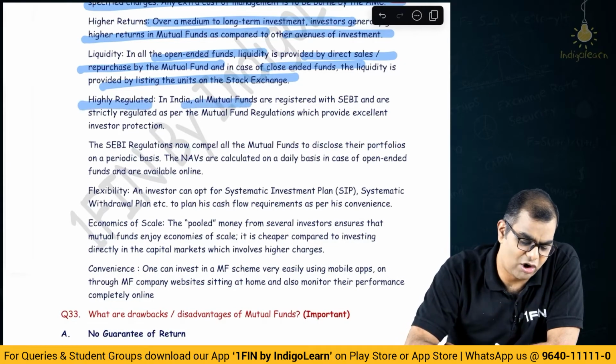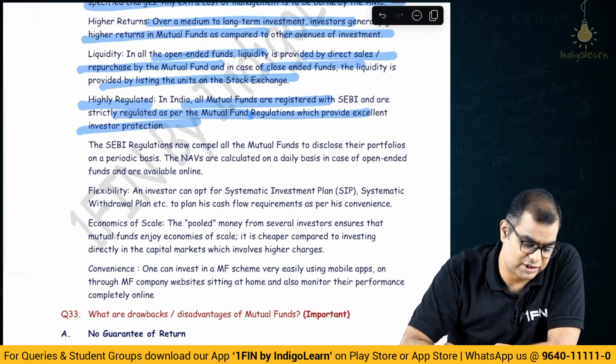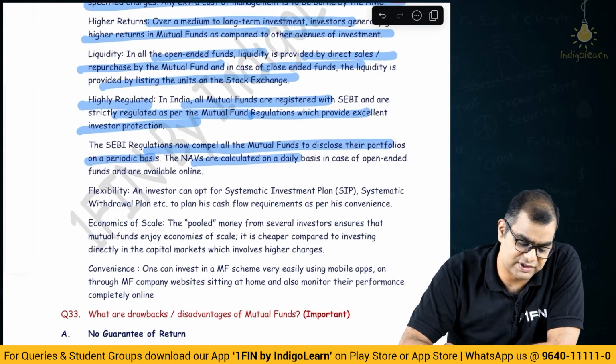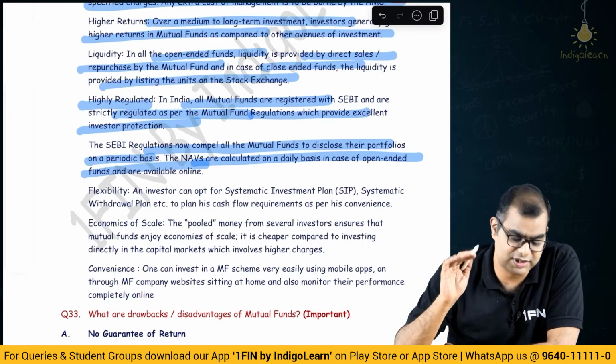Highly regulated: in India, all funds are registered with SEBI and are very strictly regulated as per mutual fund regulations, which provide excellent investor protection. SEBI regulations now compel all mutual funds to disclose their portfolio on a periodic basis. NAVs are calculated on a daily basis in case of open-end funds and are available online. So all information is available online.